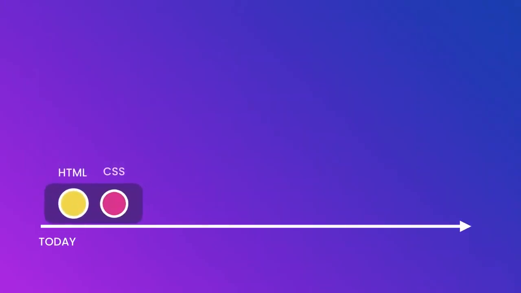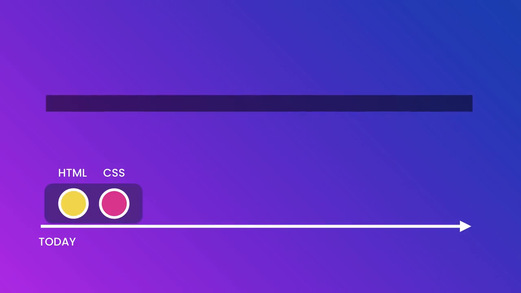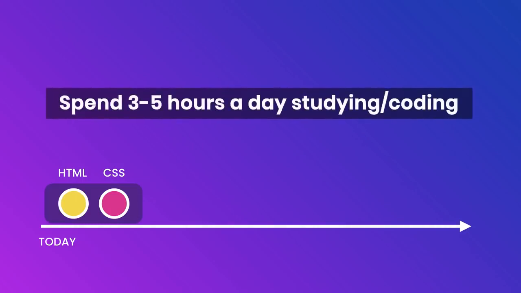So your front-end development journey starts with HTML and CSS. I would say if you spend 3 to 5 hours every day studying and coding, you should be able to have a reasonable understanding of these 2 languages in about a month or a month and a half.